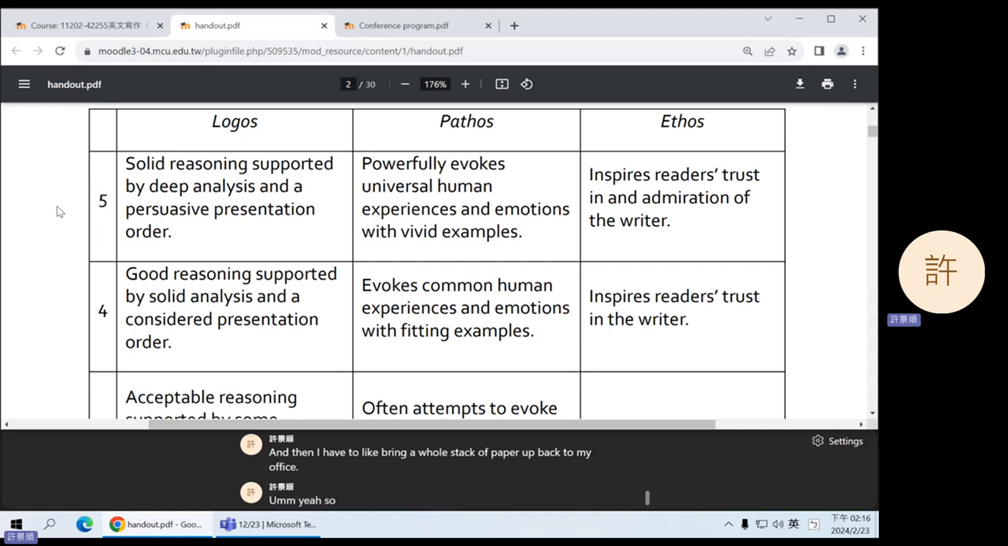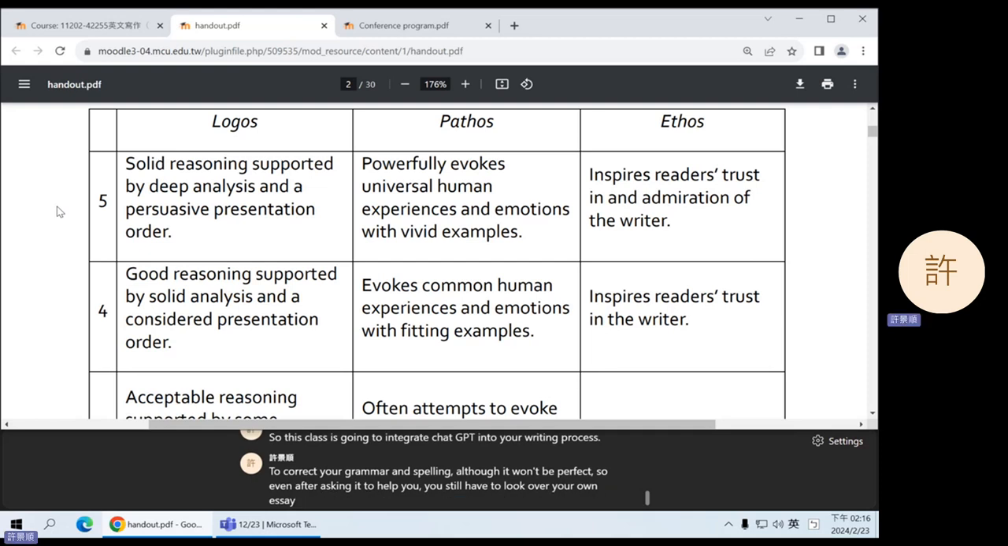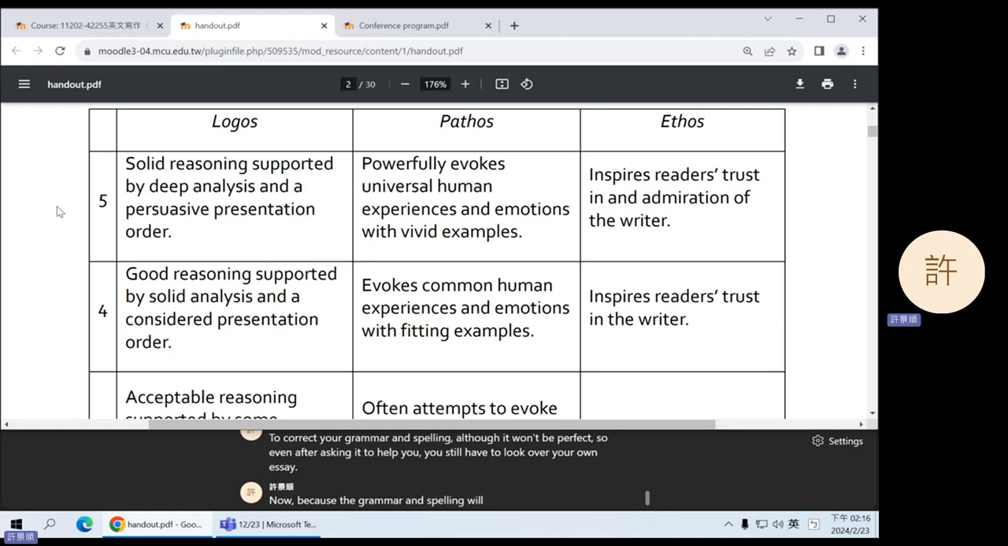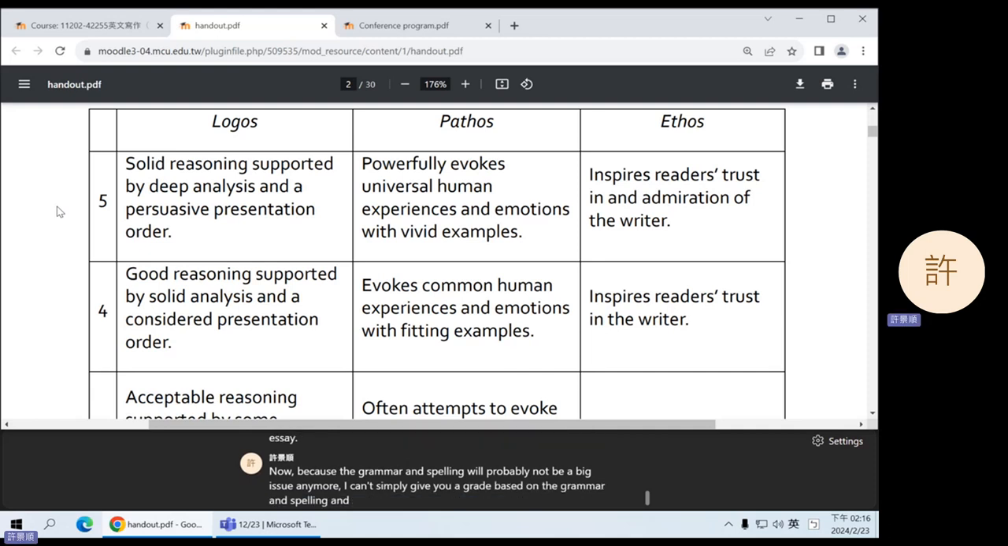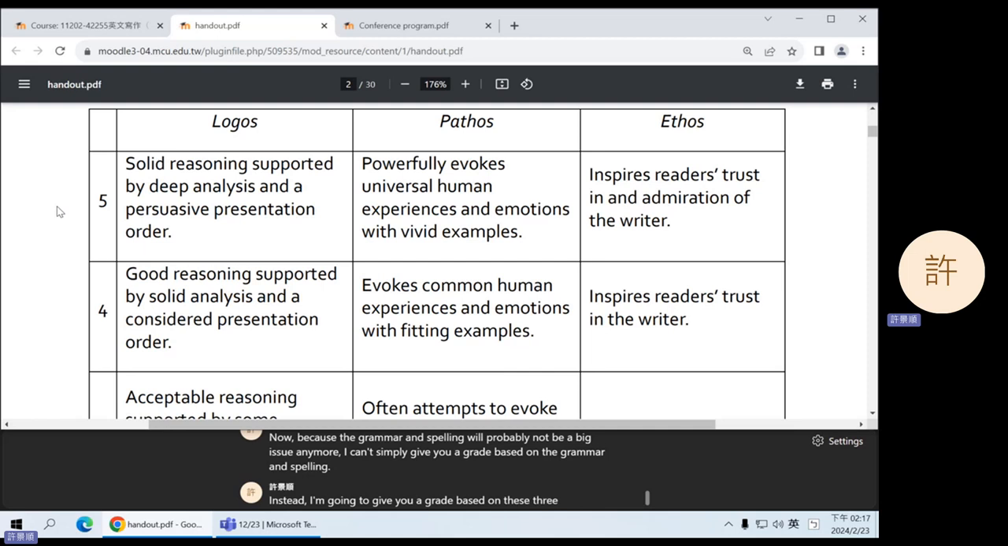So when we're talking about the rubric, please use the new version. This class is going to integrate ChatGPT into your writing process to correct your grammar and spelling, although it won't be perfect. So even after asking it to help you, you still have to look over your own essay. Because grammar and spelling will probably not be a big issue anymore, I can't simply give you a grade based on grammar and spelling. Instead, I'm going to give you a grade based on these three aspects. This is taken from Aristotle. A good essay should do well on these three aspects. Logos is the content, the reasoning, the logic.